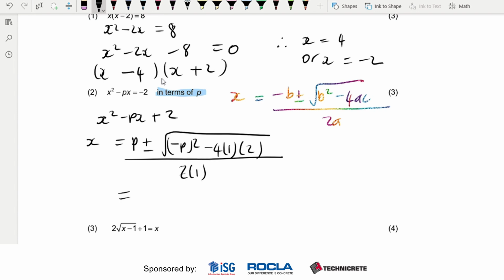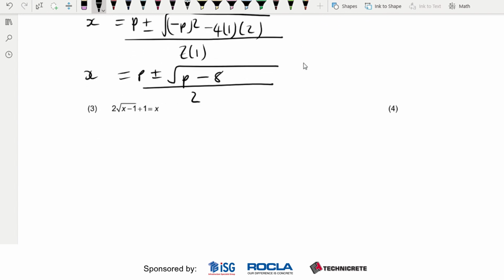And now let's simplify this. x is equal to p plus or minus the square root of negative p squared, which is just going to be p squared. Negative 4 times 1 is negative 4, times 2 is negative 8. 2 times 1 gives us 2. And so our final answer is x is equal to p plus or minus the square root of p squared minus 8, over 2.